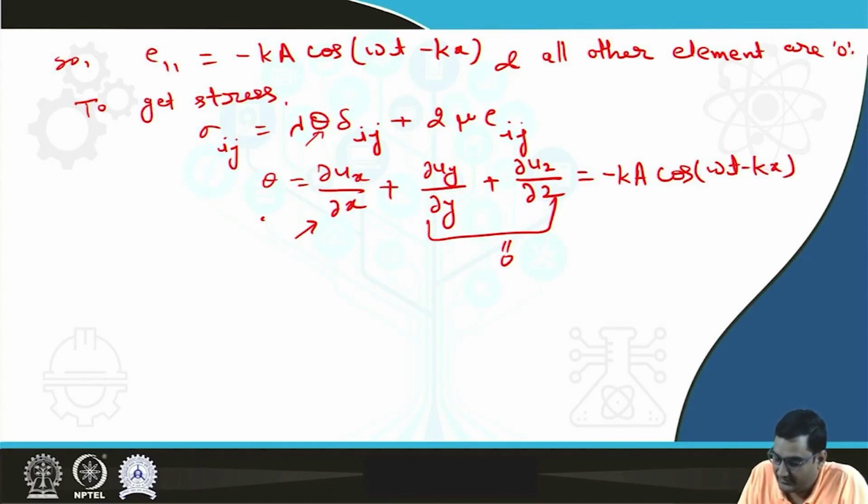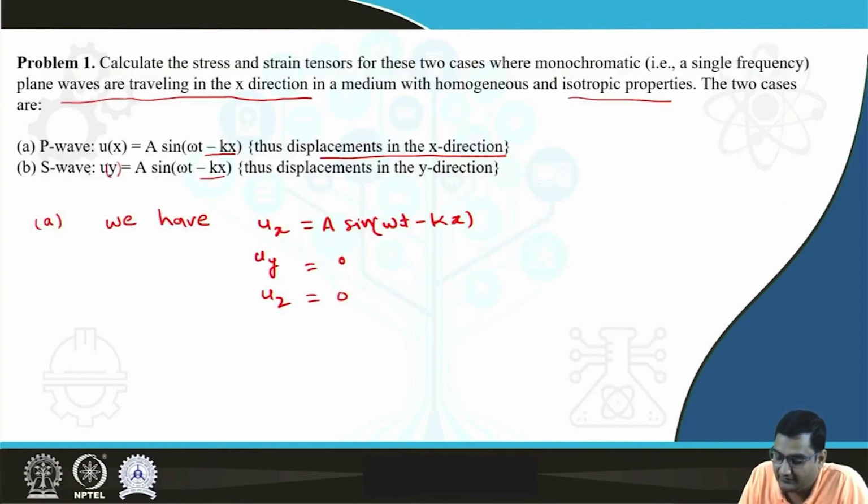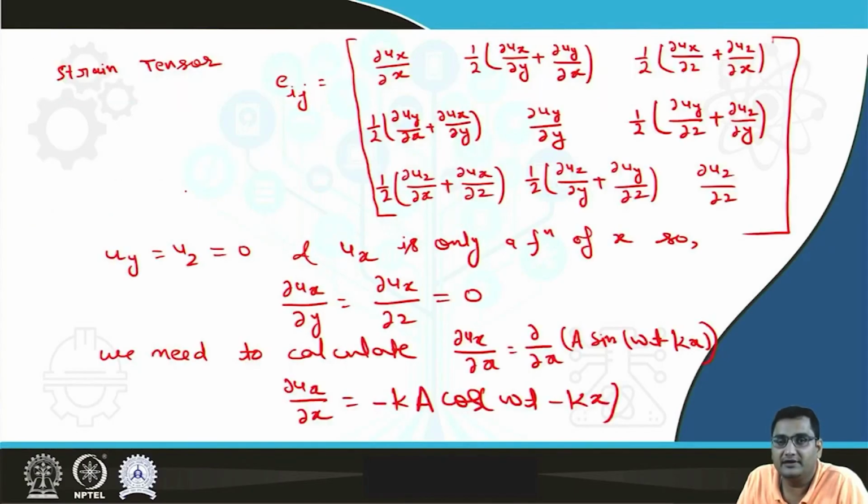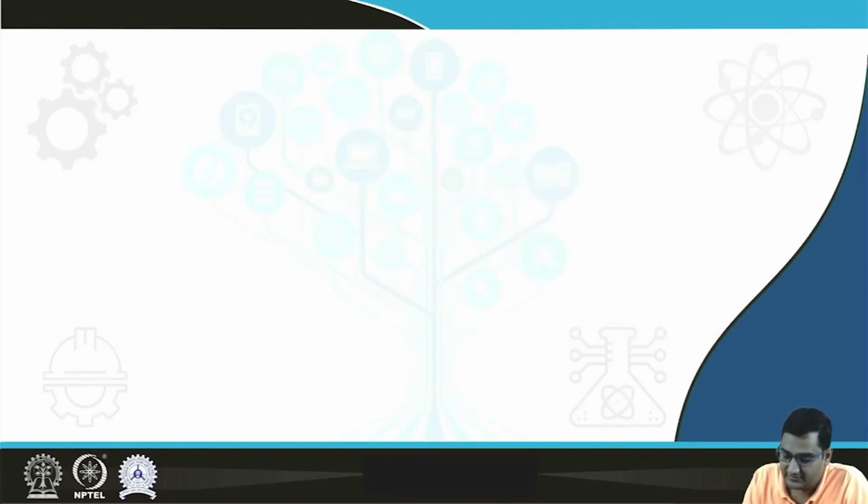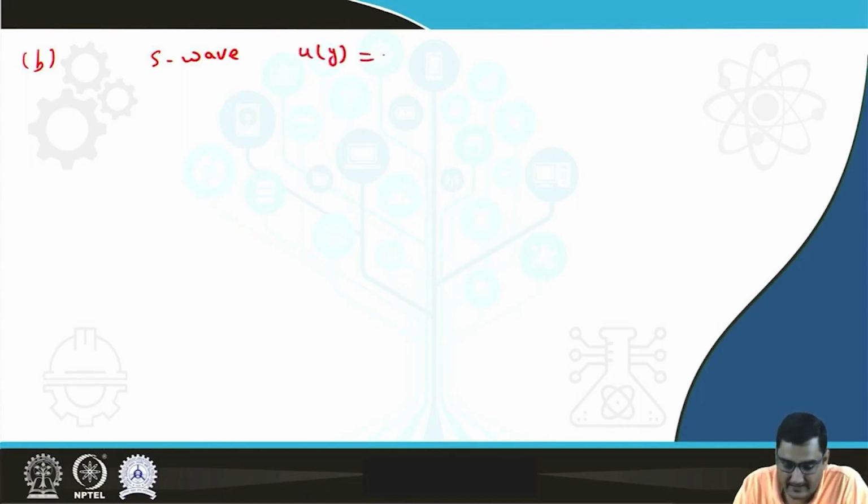Now let's look at case 2. Case 2 says that for the S wave, the displacement in the y direction is given, that is, for the S wave traveling in the x direction, a sin(omega t minus kx). So now let's solve case B. For the S wave, the displacement uy is given as a sin(omega t minus kx).